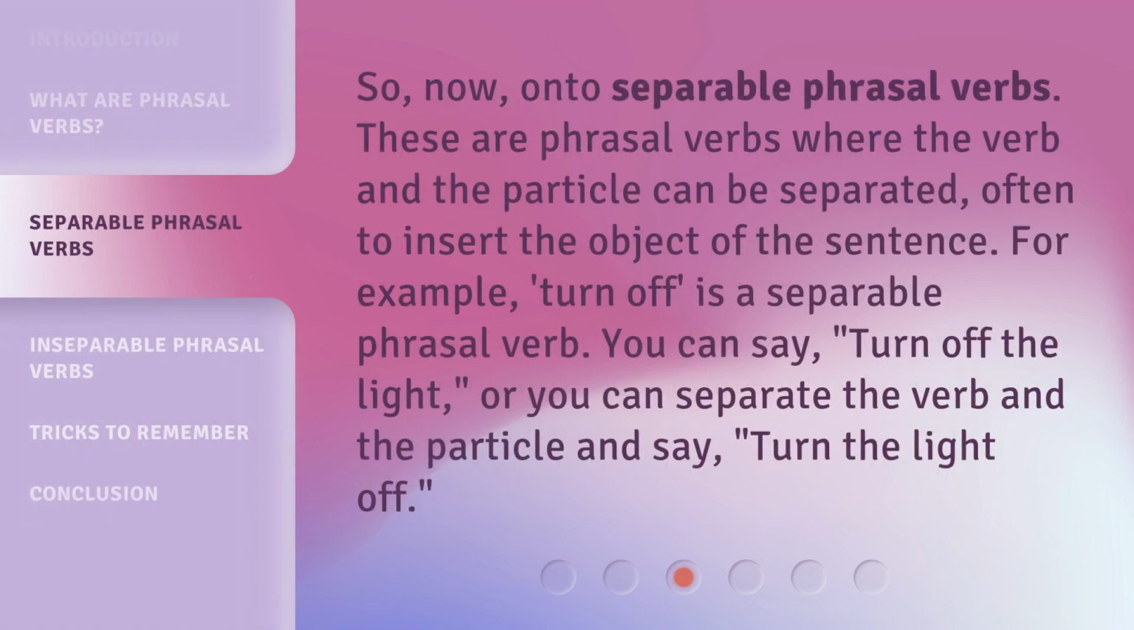So, now, onto separable phrasal verbs. These are phrasal verbs where the verb and the particle can be separated, often to insert the object of the sentence. For example, turn off is a separable phrasal verb. You can say, turn off the light, or you can separate the verb and the particle and say, turn the light off.